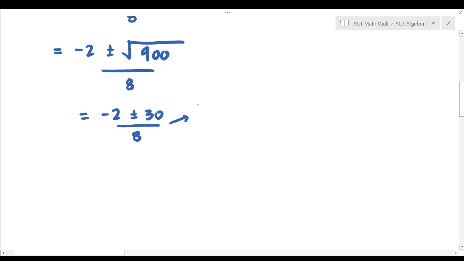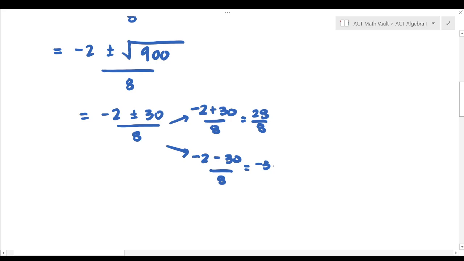We'd have negative 2 plus 30 over 8 and negative 2 minus 30 over 8. So that would give us, this would be 28 over 8, and this would give us negative 32 over 8. So we get negative 4.